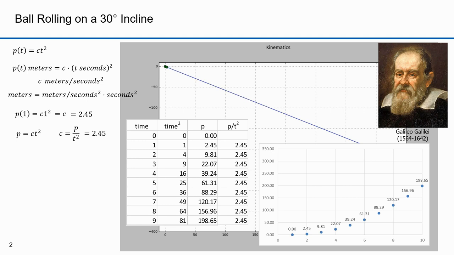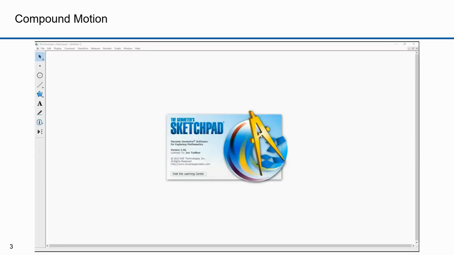Galileo theorized that the ball rolled down the incline because of a downward force. Next, I'll determine the y component, or the vertical component, of the motion of this ball. The ball I showed you is rolling in straight line motion. Galileo thought, however, that there was a downward force that caused the ball to roll down the ramp. To characterize the downward force, Galileo needed to break the motion down into components, a vertical component and a horizontal component. Compound motion is motion broken up into components.